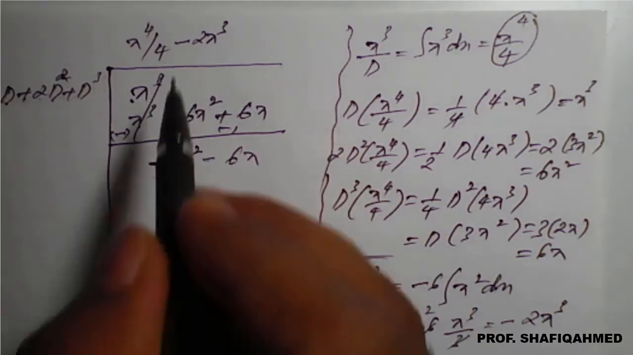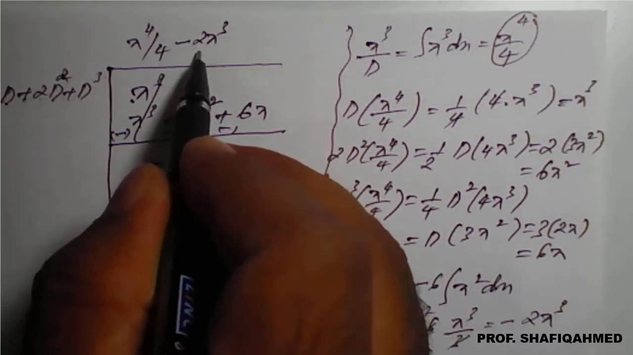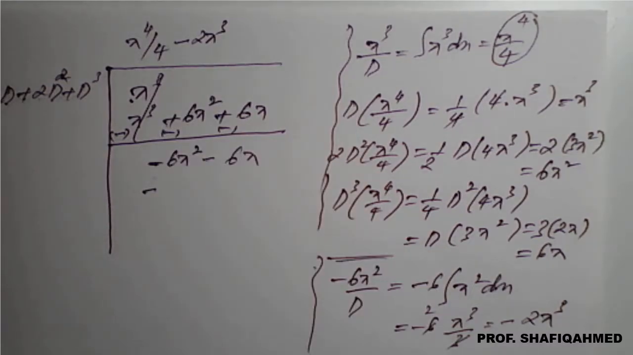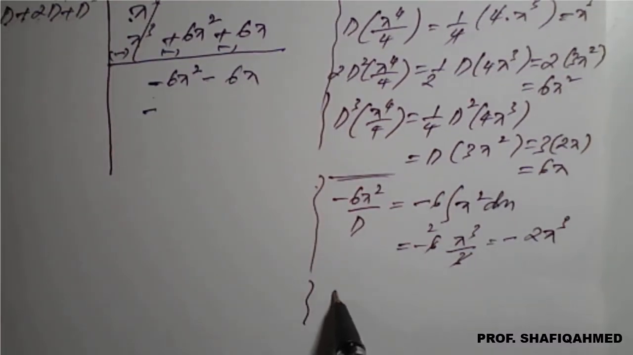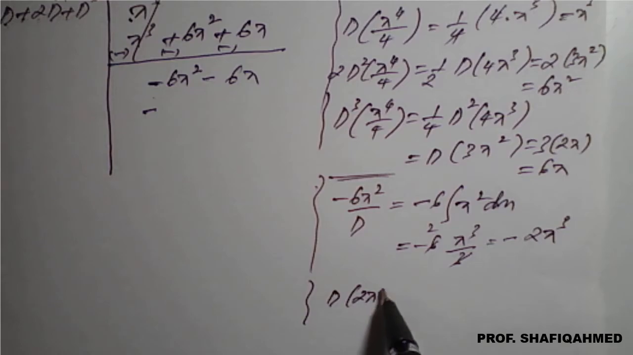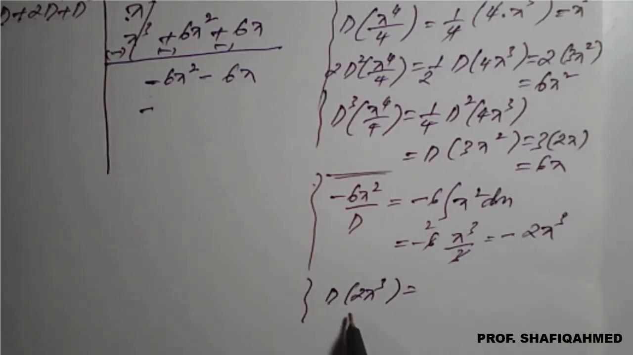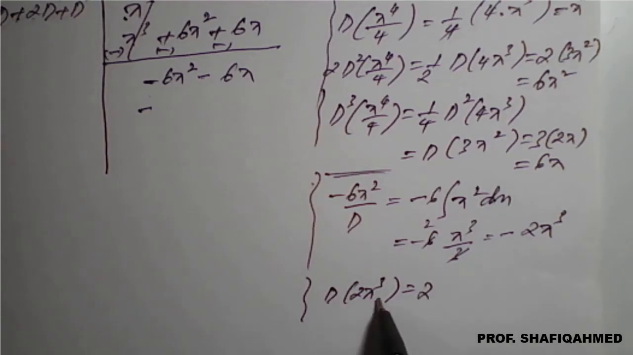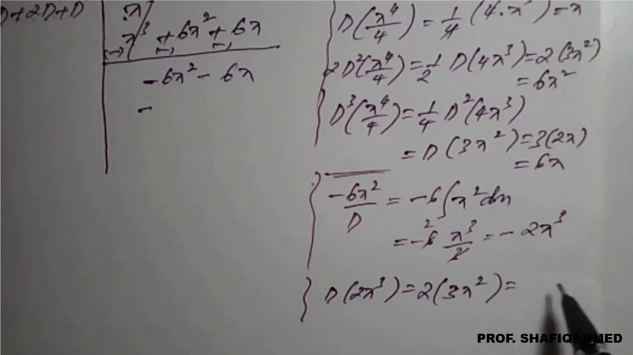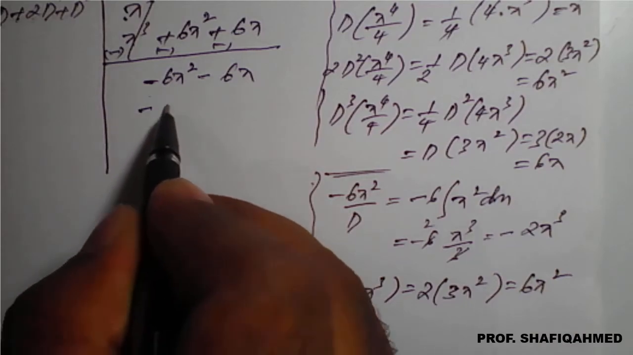Then plus into minus is minus. Differentiation of 2x cube. D of 2x cube, if you want to write, you can write directly also. Just I am showing the calculation. So 2 is a constant. So differentiation of x cube is 3x square. So that will be 6x square. So this 6x square we have right here.